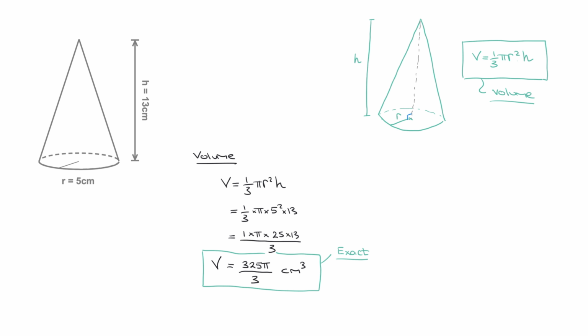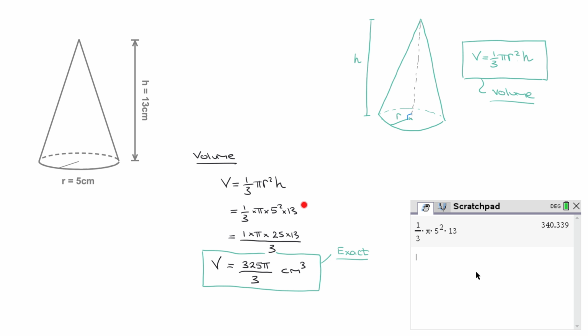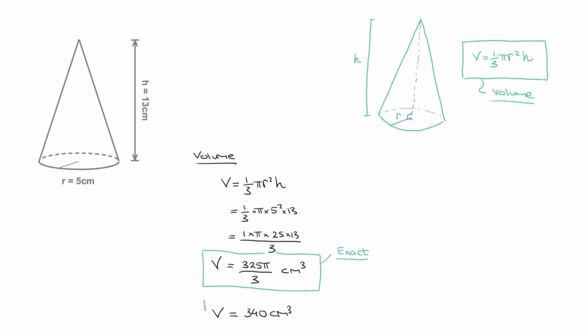But as I said, if we're allowed to use a calculator, then for all practical purposes, we would type this line of working on our calculator to get the result. And in doing so, and rounding to the nearest cubic centimeter, I find that this right cone's volume is 340 cubic centimeters. And we're done. That's how we can calculate the volume of a right cone.